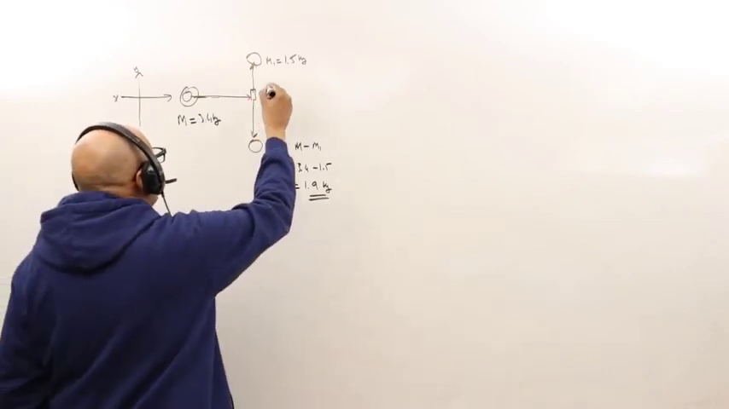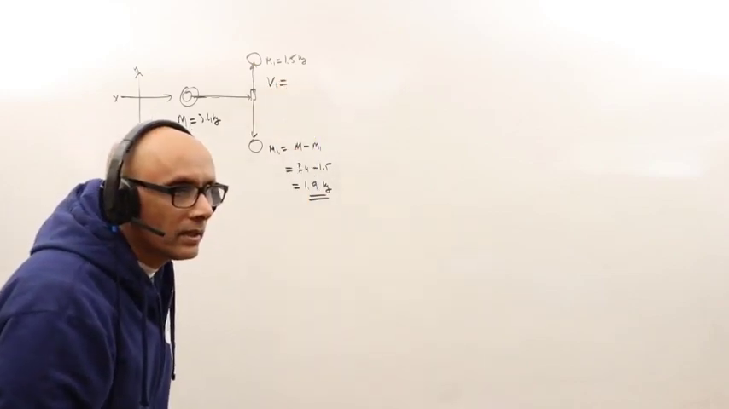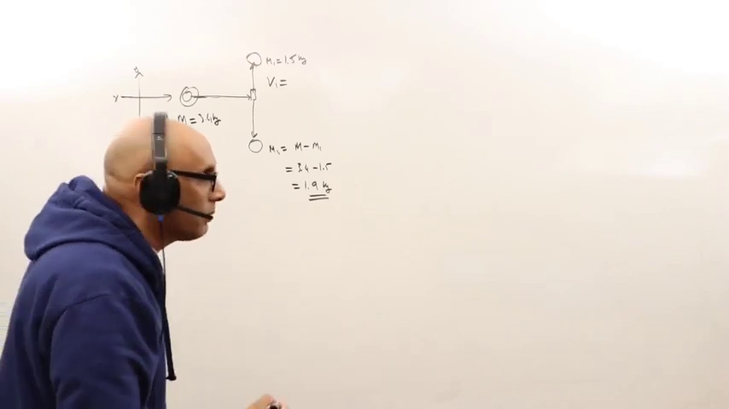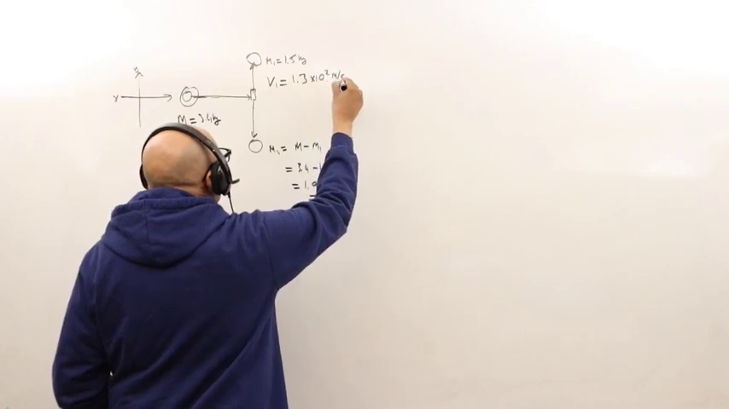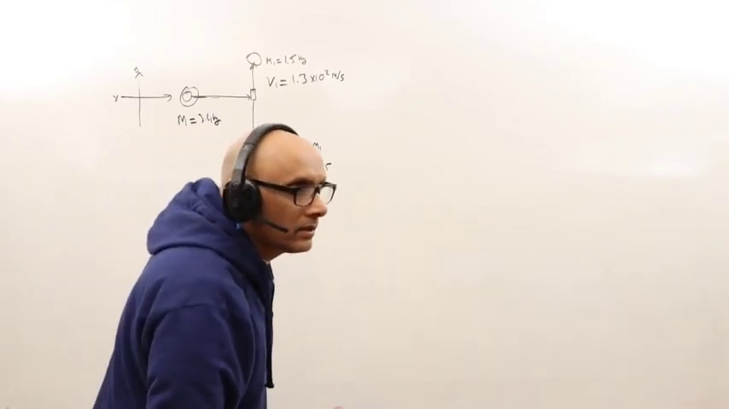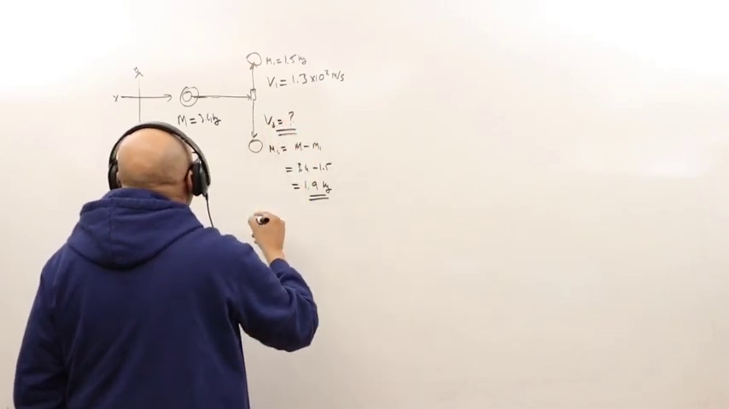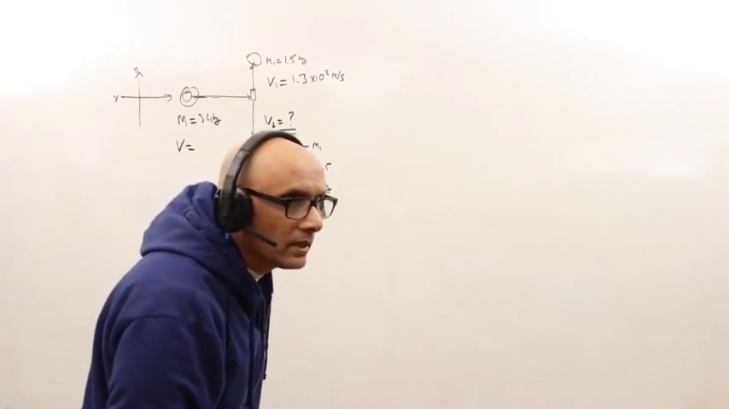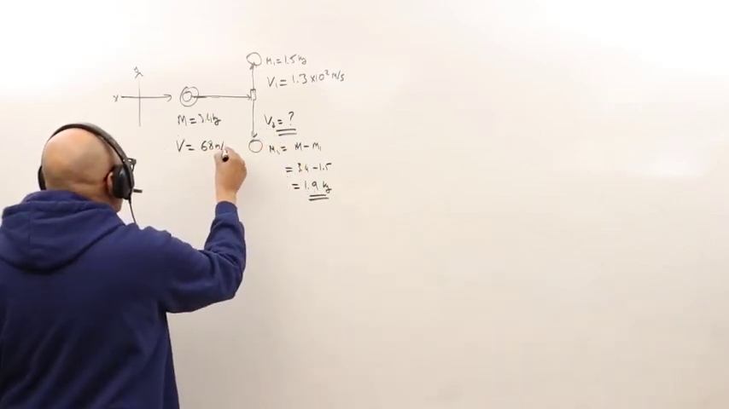We're told that V1, of the mass going up, happens to have a speed of 1.3 times 10 squared meters per second up, and so V2, the second piece, that's what we're trying to find. The initial velocity is given by the speed, which is 68 meters per second.